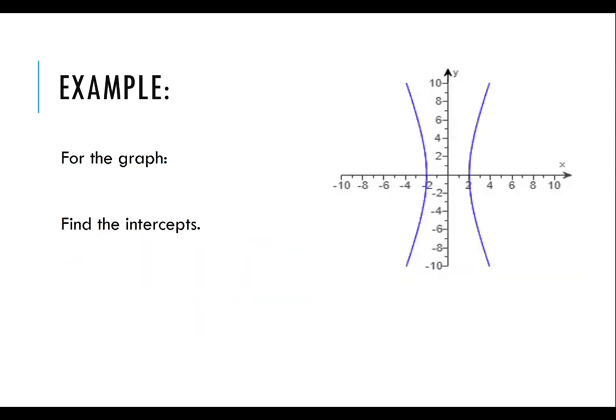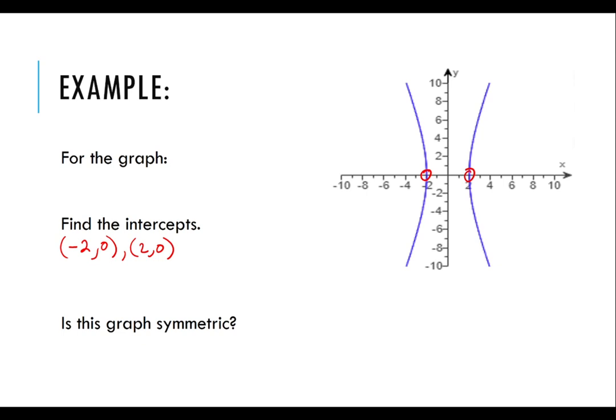Given this graph, we want to find the intercepts. So let's look at our graph. Where does this thing intercept the x-axis or the y-axis? Well, notice that we don't cross the y-axis, so there are no y-intercepts. But does it cross the x-axis? Yeah, it crosses the x-axis here and here. So then we just need to write those ordered pairs out. They are (-2, 0) and (2, 0). So those are our x-intercepts.